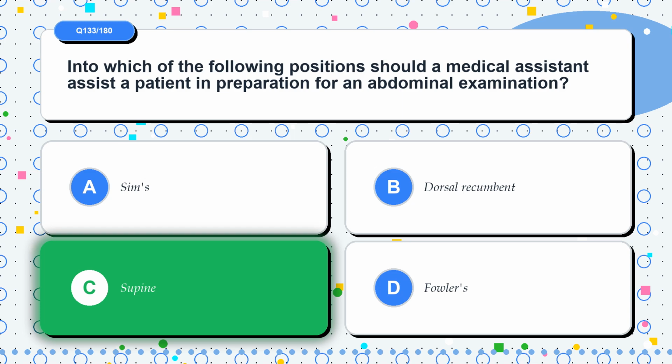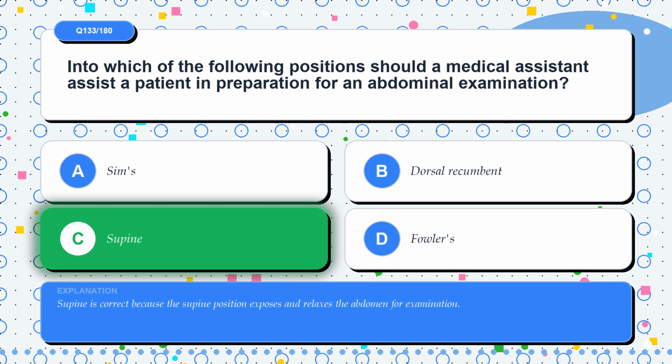The correct answer is option C, supine. Supine is correct because the supine position exposes and relaxes the abdomen for examination.